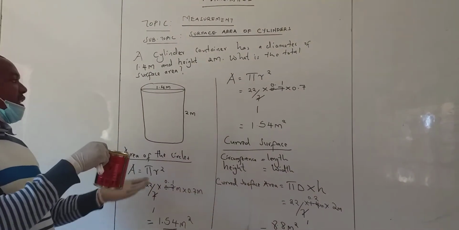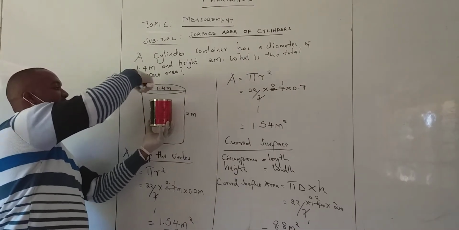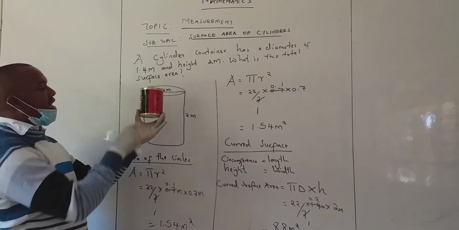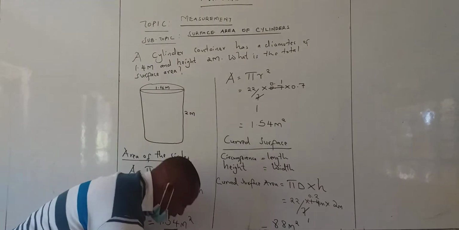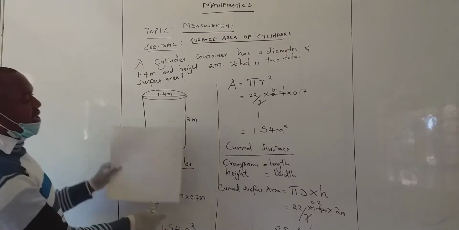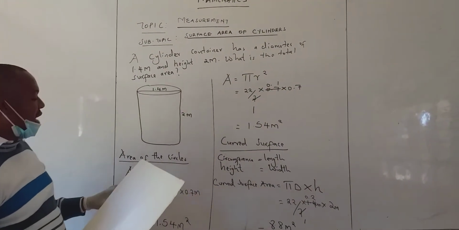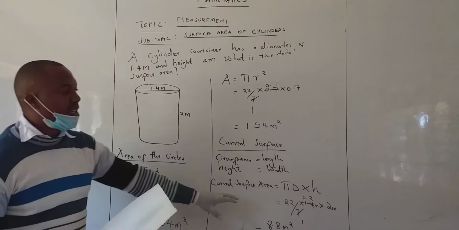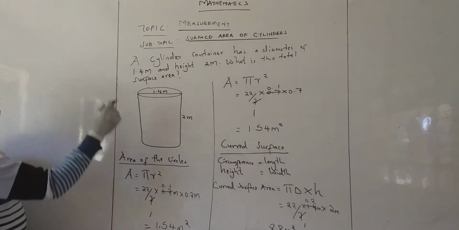Now, this is the complete cylinder. If you look at what I've done, these are the circular ends, and this is the curved area. When we open that cylinder, it will form this, which is what we call the curved surface. Now, we have been told to find the total surface area. We're supposed to add the area of the circular ends plus the curved surface area.